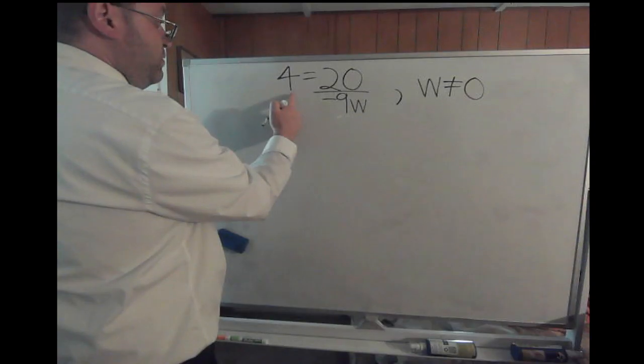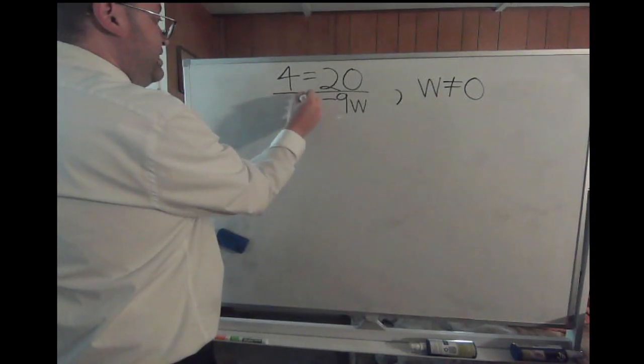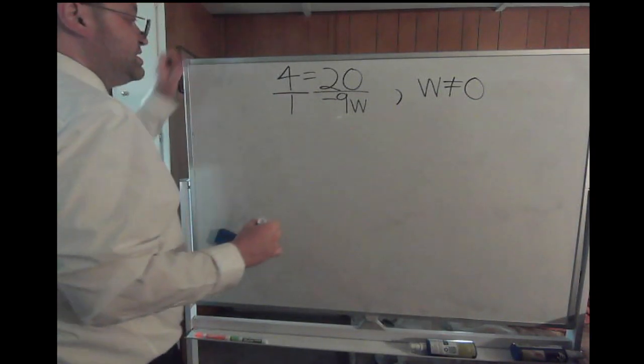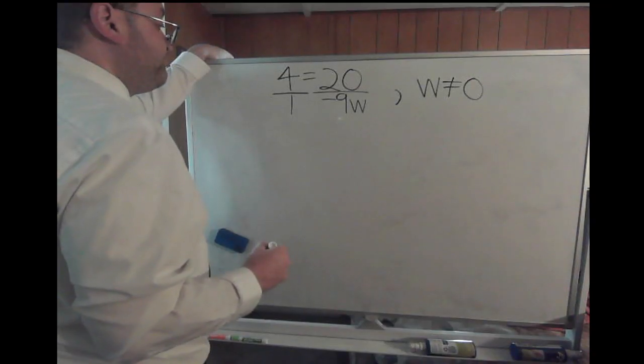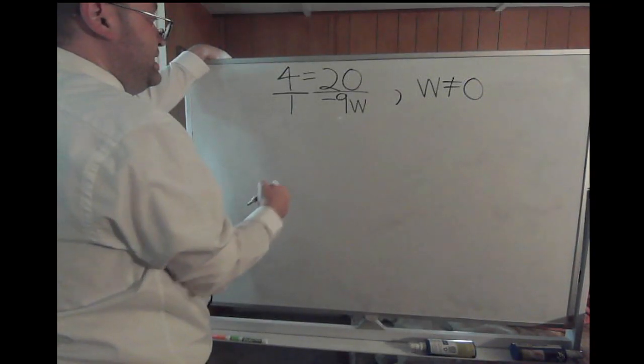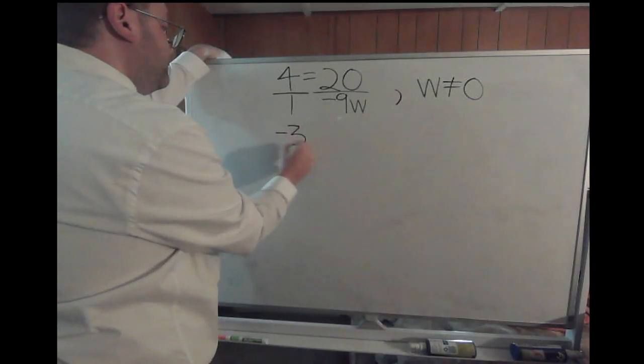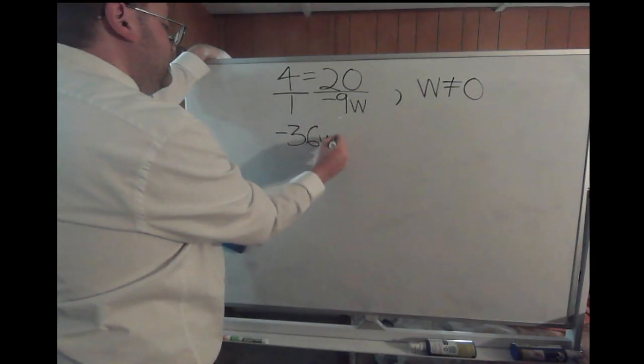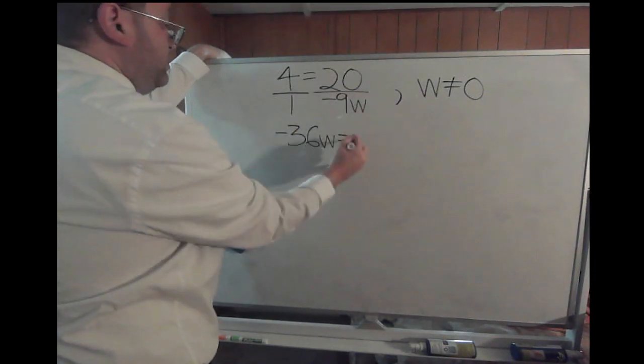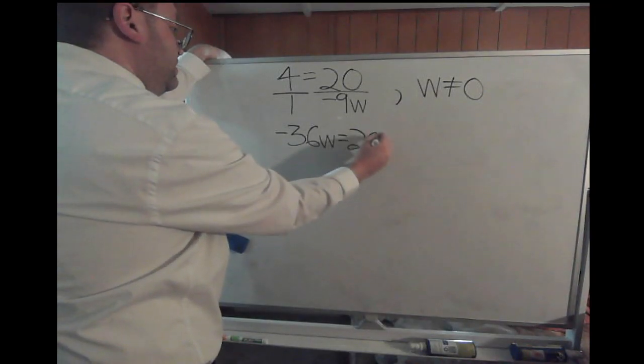Now, for that 4, isn't it true that it has a denominator of 1? So let's go ahead and do that here. Make the denominator 1. Now you could take 4 times negative 9w. That would give you negative 36w. That'd be equal to 1 times 20, which would in fact be 20.